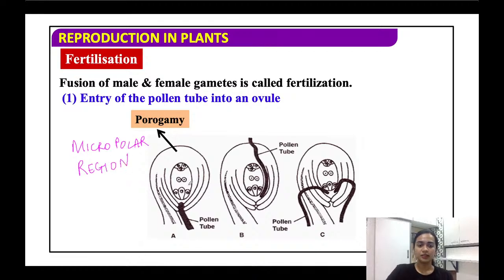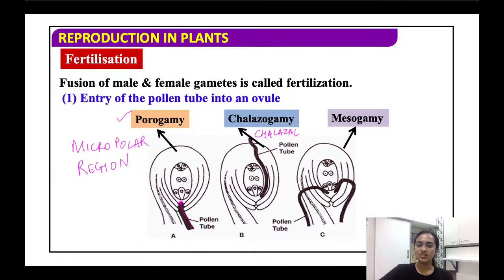Clear? When the pollen tube enters through the micropylar region, that is from here. All right, this is termed as porogamy. Now moving to the second part, it is chalazogamy. From the name itself, it will enter from the chalazal end. All right. Now the third type, mesogamy.